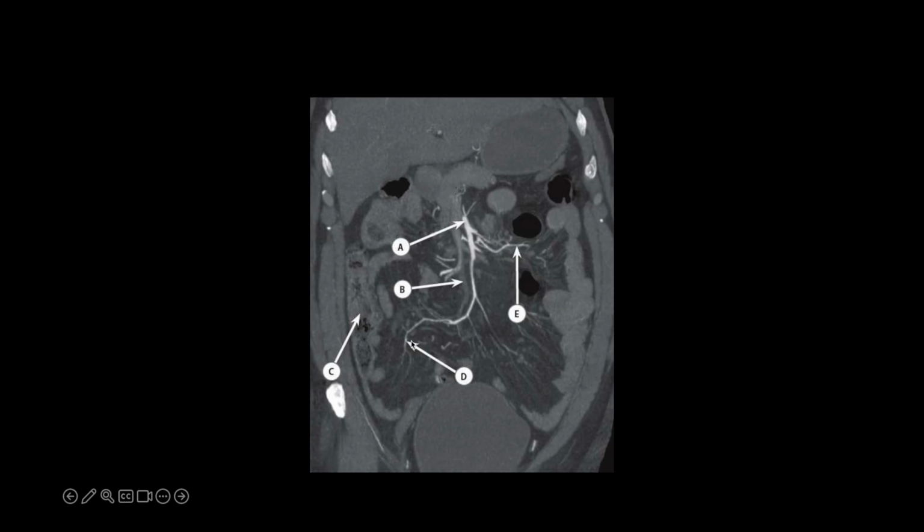D would be the ileocolic branch. Remember, it looks like it's going towards the ileocecal valve, ileocolic region. And then C would be your ascending colon.